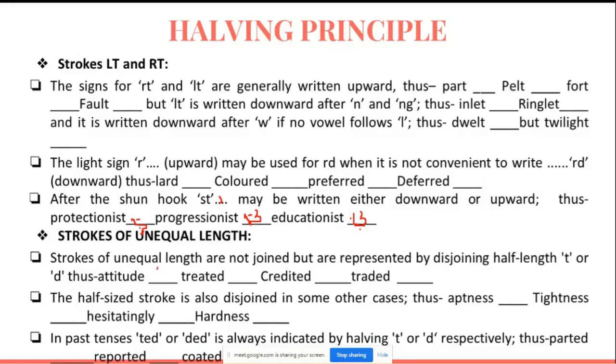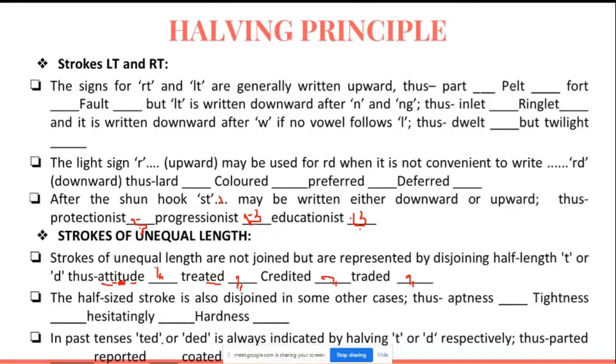Now how will we make three? Attitude: 1, 2, 3, then we will do 1 and this will be halved for the addition of D. Treated, same tree and T will be halved for this treated. Credited, K, R hook and then D will be half for T and D. Same traded. Trade is written like this, and for traded, half.